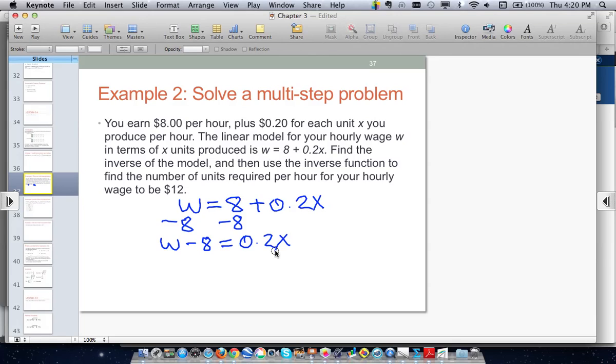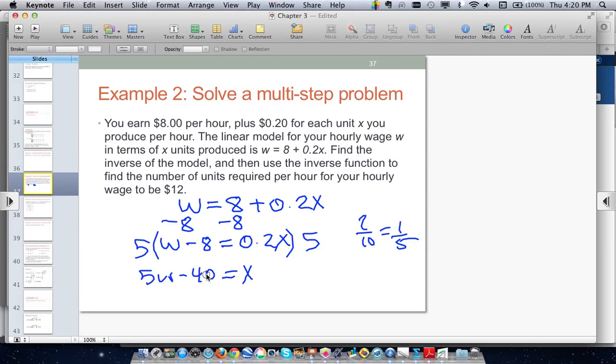Now 2/10 is the same thing as 1/5. So I'm going to go ahead and multiply both sides by 5 to cancel out the 2/10, since 2/10 times 5 would equal 1, so we get X by itself here. And then 5W minus 40. So now I have my function in terms of X.